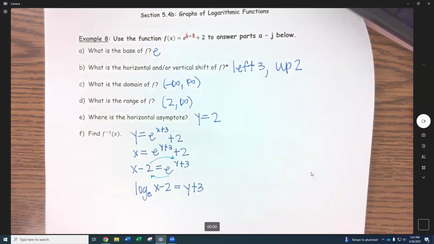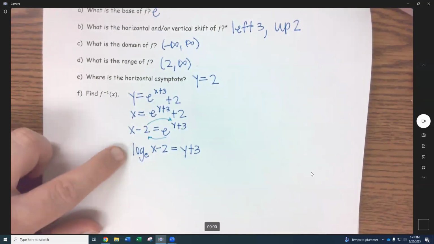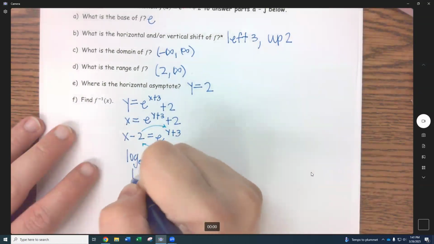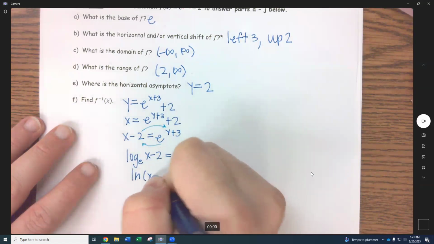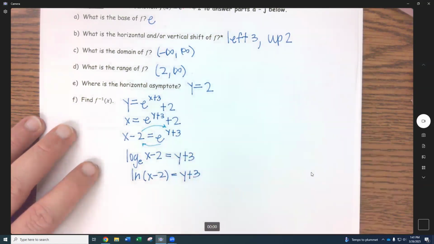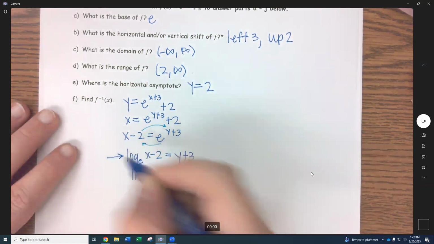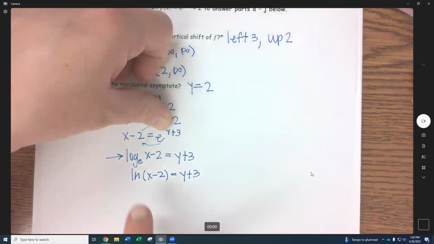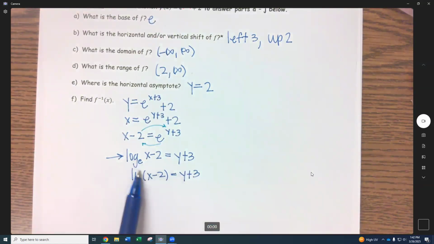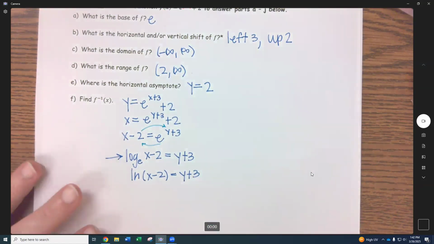y plus 3. Now on the test, if you give me this, I'm going to give you full credit, but we do need to make the connection that a log with a base of e is simply the natural log. So you don't need this step right here, and you can see that we have a base of e, so you know that's a natural log, you don't have to write that middle step. If you don't write that as a natural log, you're going to get full credit. But again, it's really important going forward that we make that connection.